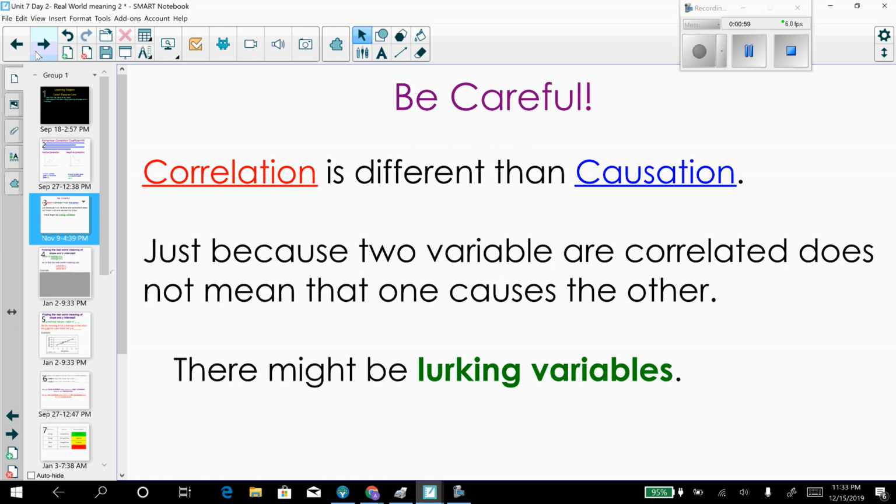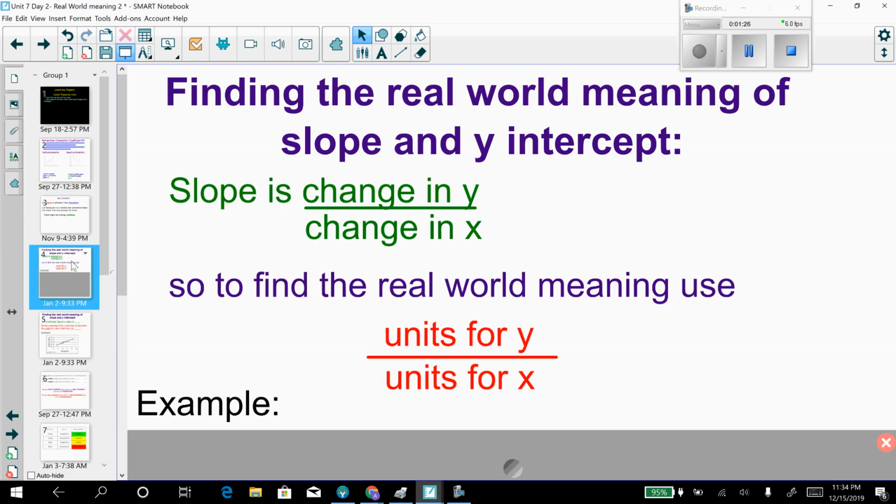The other thing I want to remind you about is that correlation is different than causation. Just because two variables are correlated doesn't mean that one causes the other. There might be lurking variables, and we did talk about those yesterday. A lurking variable is something where there might seem to be one thing causing another, but the lurking variable is what is actually happening there.